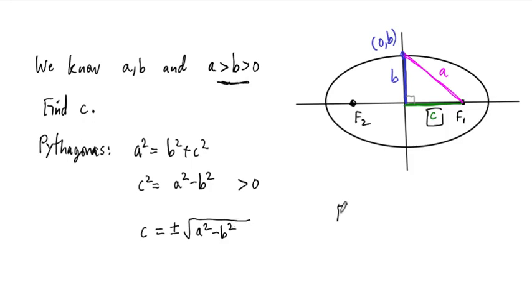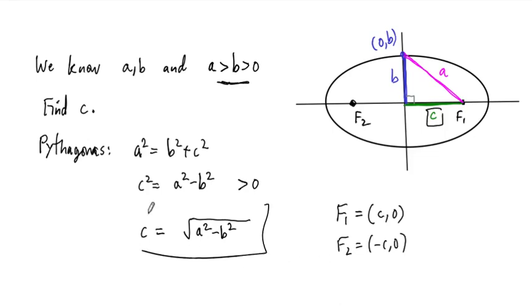Okay, so if we call this one C, call it positive, then our focus F1 is at (C, 0), and our focus F2 is at (negative C, 0), where again, this is the C that tells us the coordinate of the focus.